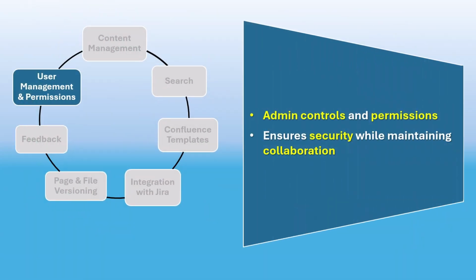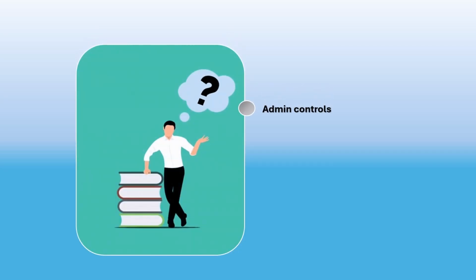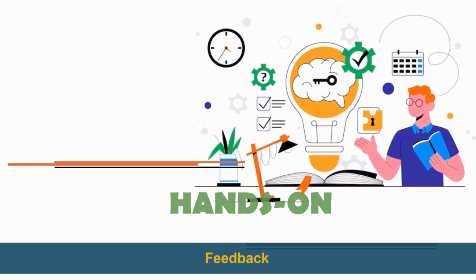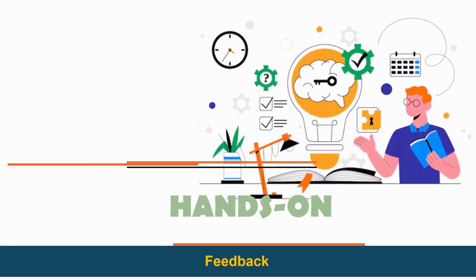Confluence provides powerful user and permission management. Admins can control who can view, who can edit, and who can administer, and permissions can be set at both the page and space level, because not all the information should be accessible to everyone. For example, we can have HR documents as restricted, and we can and must make the company policies open to all. So this ensures security while maintaining collaboration.